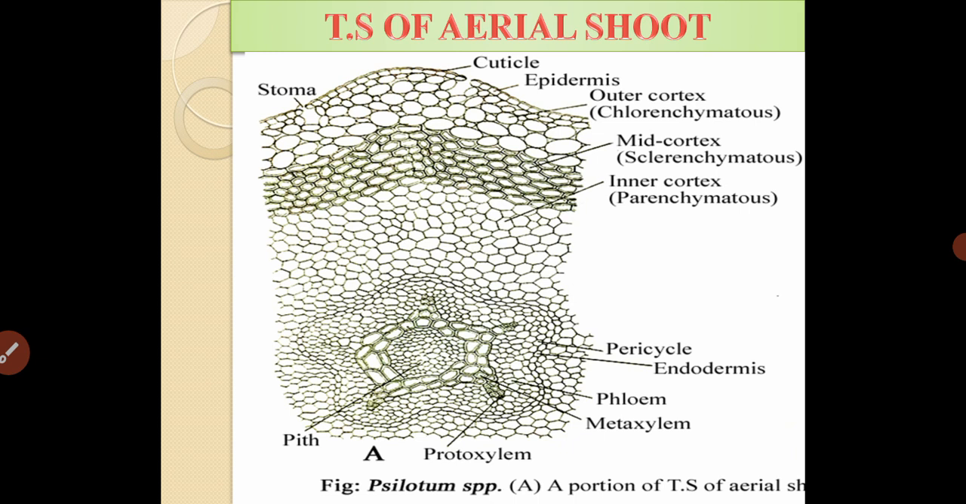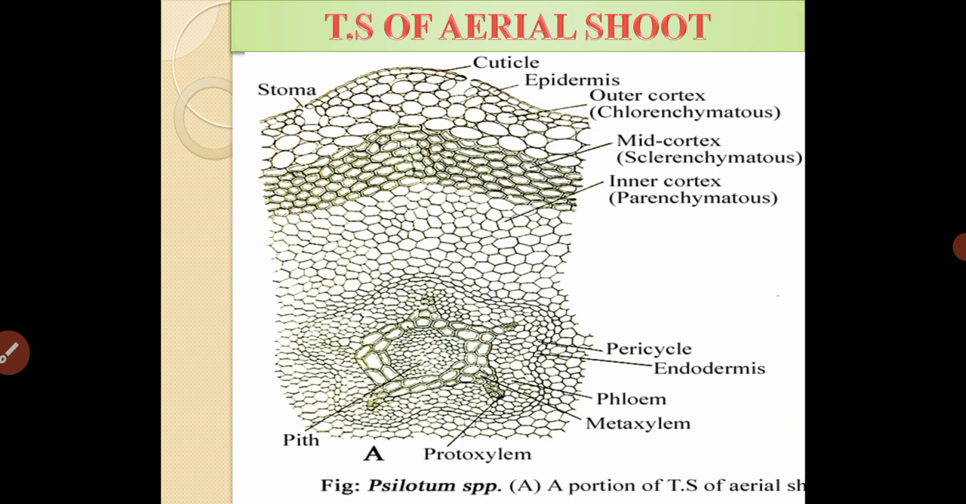The next region is endodermis, which is a parenchymatous continuous layer which differentiates the cortex and stellar region. Stele comprises of pericycle, vascular tissues and pith. Pericycle is the uniseriate layer of parenchyma cells and it is the outermost layer of the stellar region.